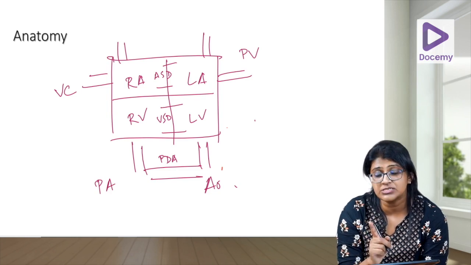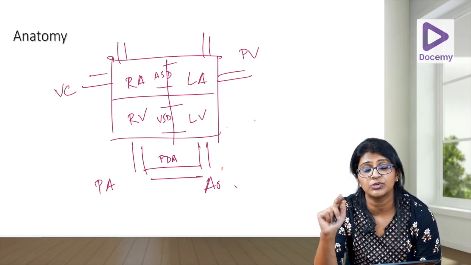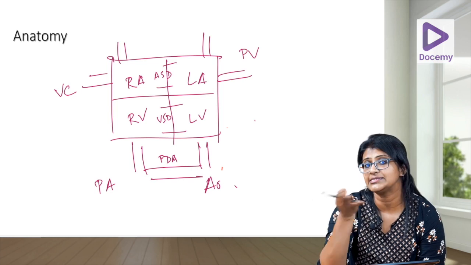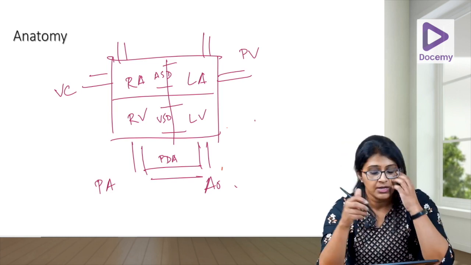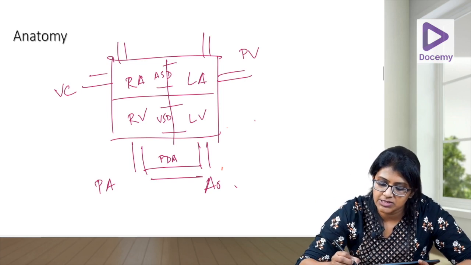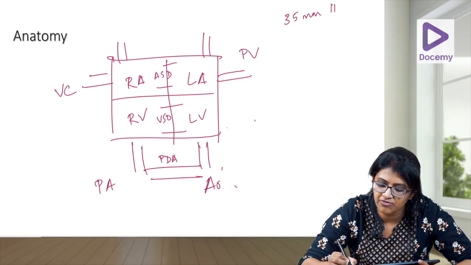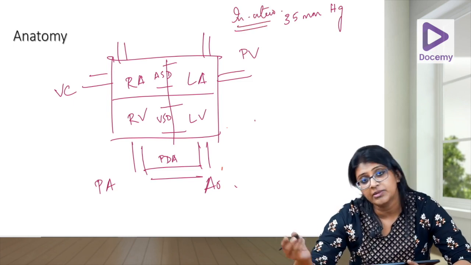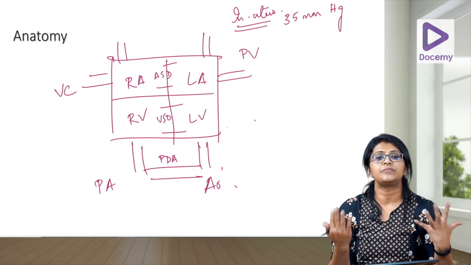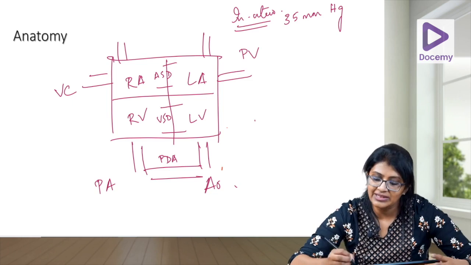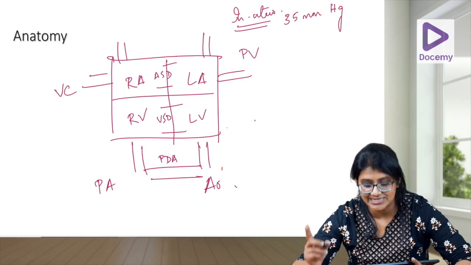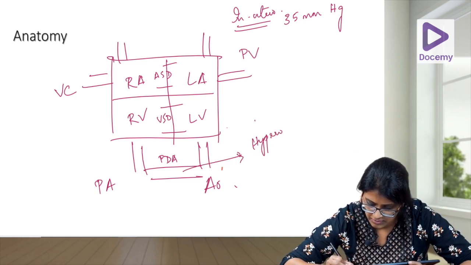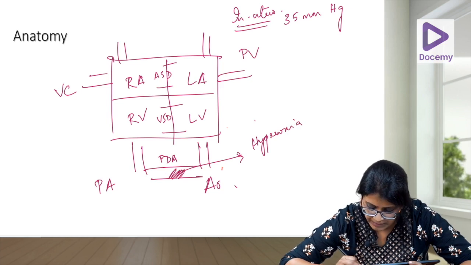The first stimulus for the PDA to close is the first breath of the baby. The baby is exposed to very low oxygen tension inside the uterus. When the baby is in utero, the oxygen tension is somewhere around 35 millimeters of mercury. So this is what happens in fetal circulation. Now when the baby comes out, suddenly the baby is exposed to a partial pressure of oxygen which is more than 60. When this PaO2 ex utero goes to more than 60, this hyperoxia is the first stimulus for the closure of the PDA.